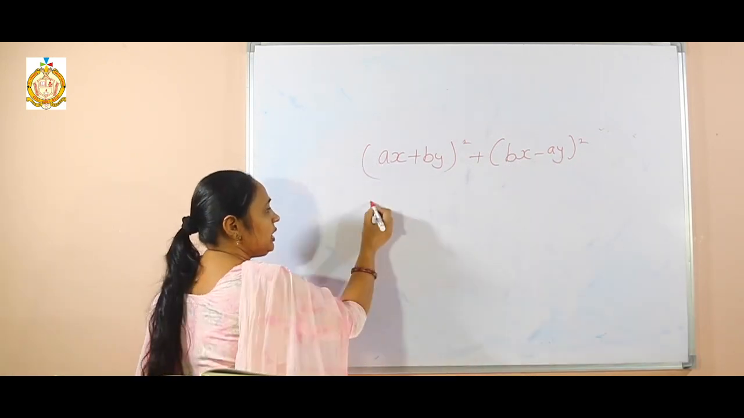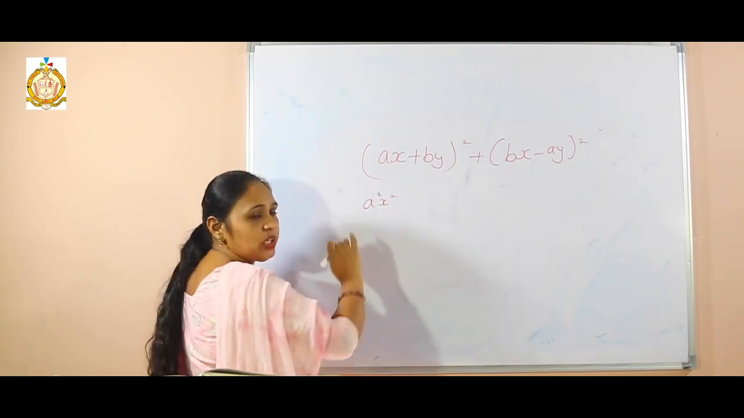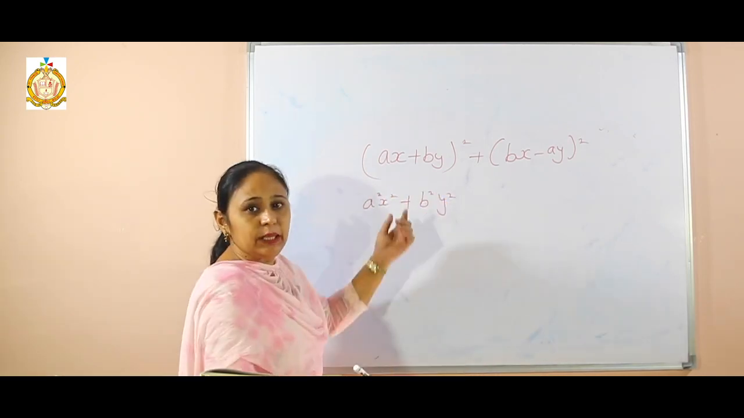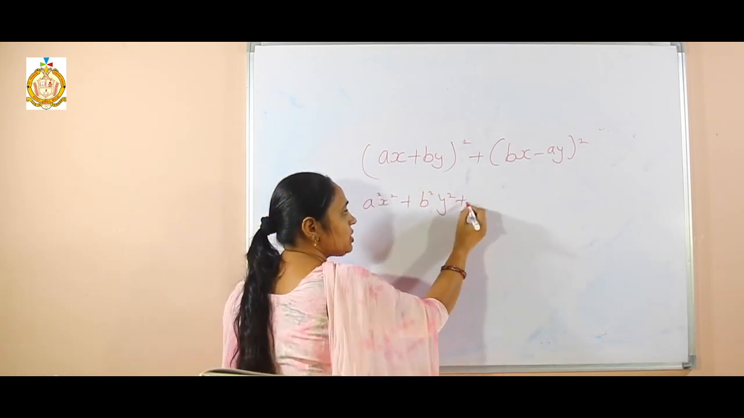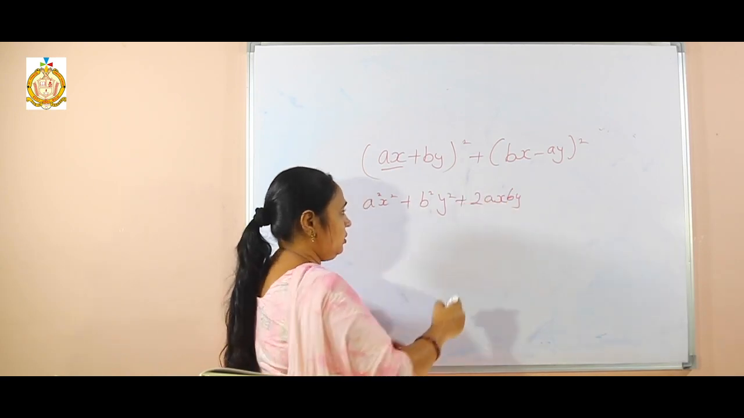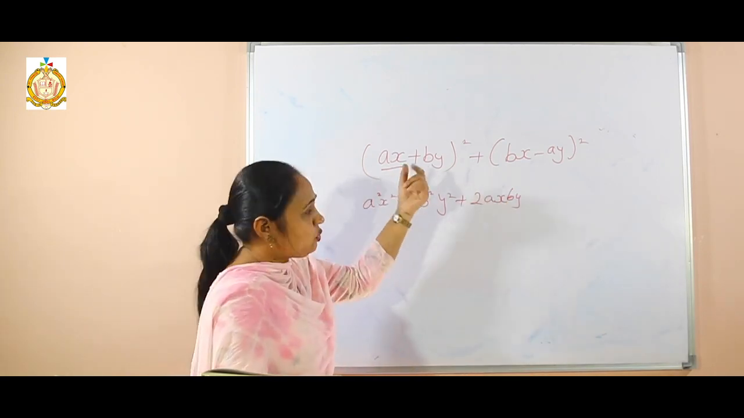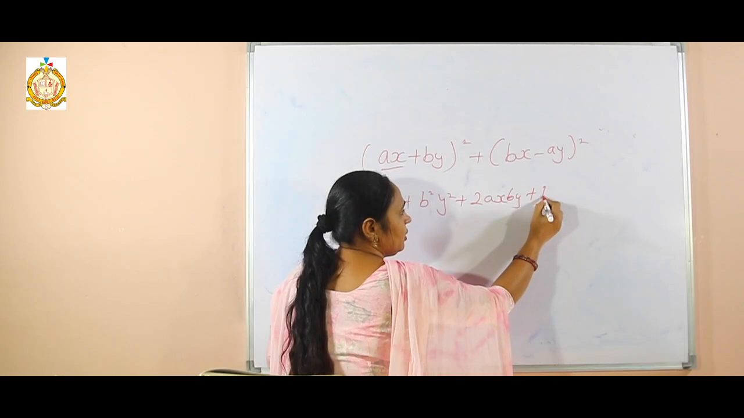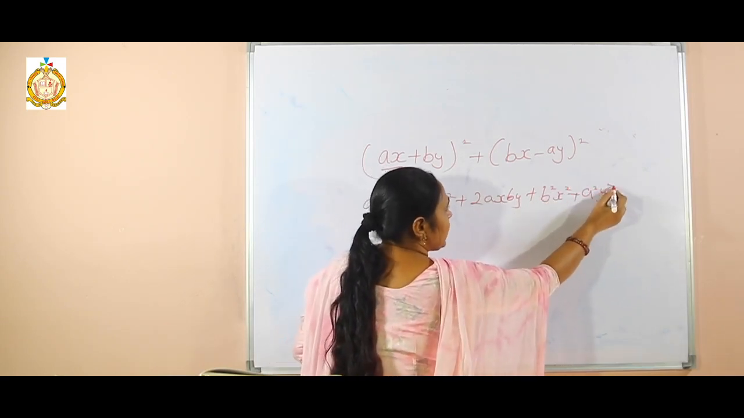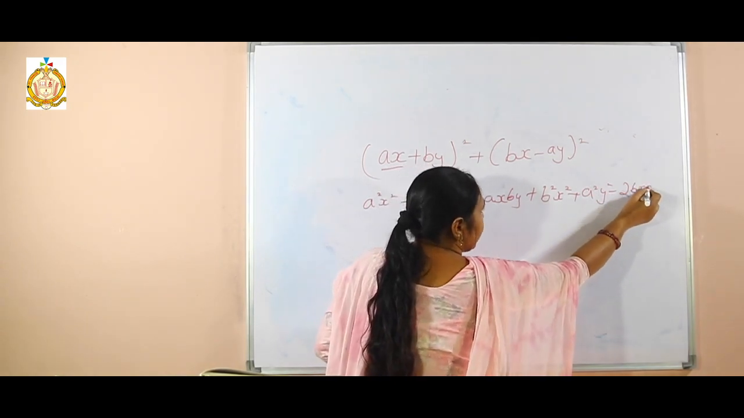When I apply it, a square, that means first value square, then b square, second value square, then plus 2ab, that means plus 2 with the first value, then with the second value. This is the expansion of the first value. Then we come to the next one: b square x square, then plus a square y square minus 2bx ay.